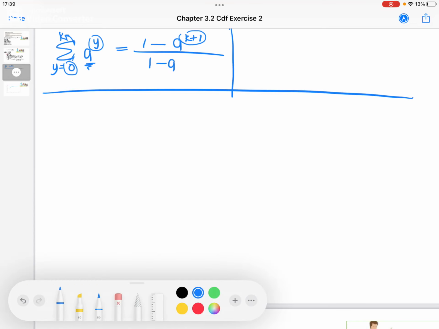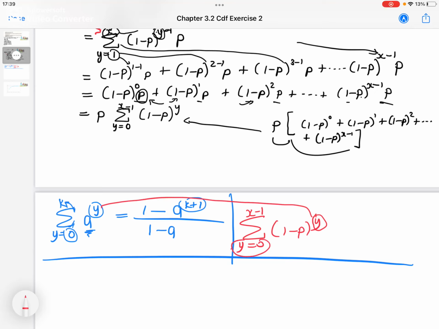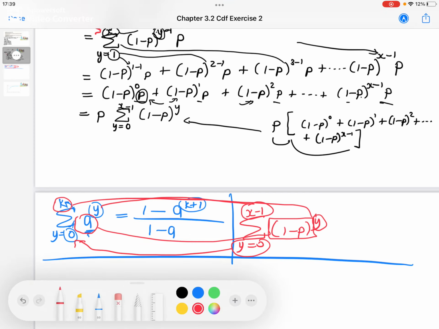So now what do we have here that looks similar to this expression here? So we have a summation sign. So summing 1 minus p to the power y, where y goes from 0 to x minus 1. So in this case, we see that yes, we have a y there similar to this expression. We have y equal to 0 similar to that expression there. But instead of a, we have a 1 minus p, right? And instead of a k, we have an x minus 1.